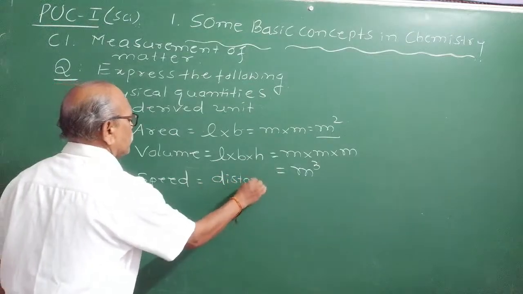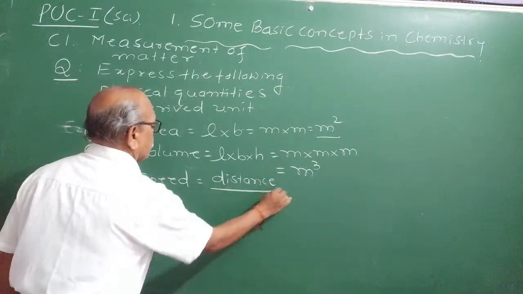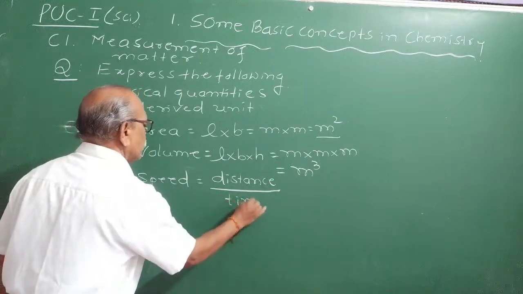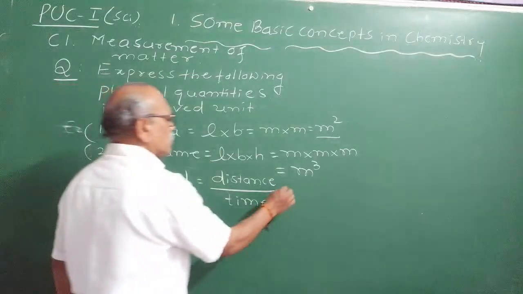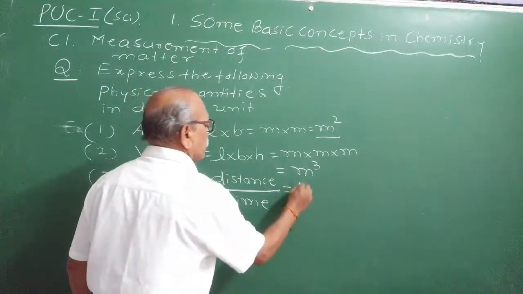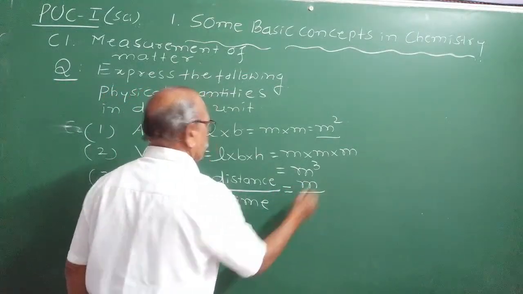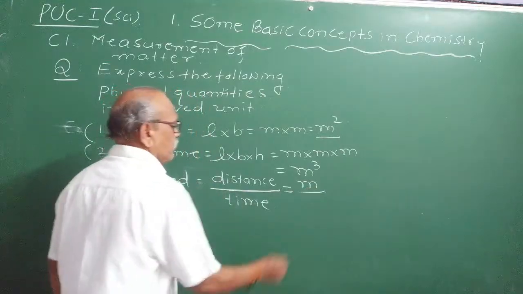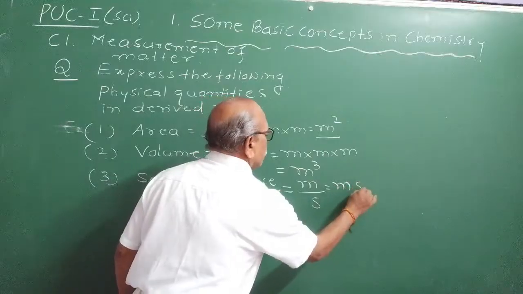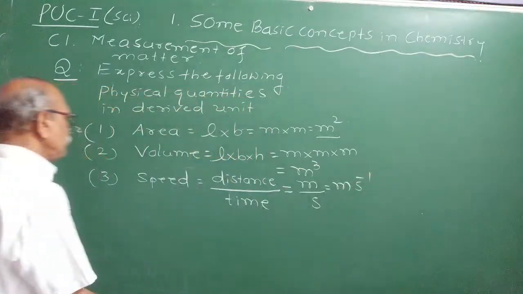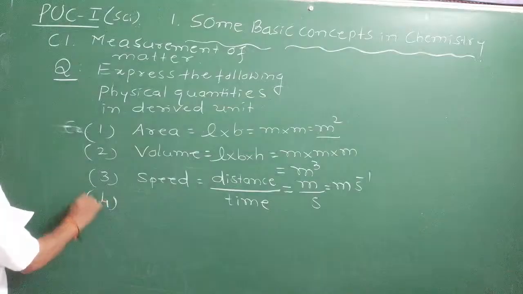Speed is distance covered divided by time taken. Learn this. Distance is measured in length, in SI unit by meter, and the time will be in second. We express this one as meter per second. Take another example.